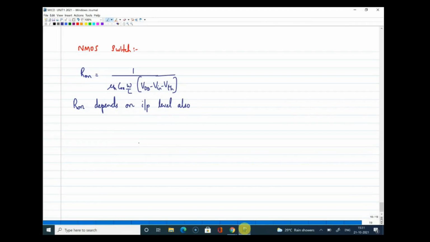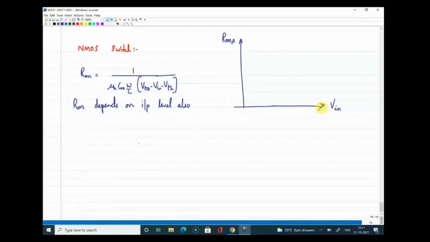So can we have a plot of the on resistance of this NMOS switch? This is the switch, and this is the input. As we know, the on resistance of the switch, I'll call this R on of N, depends on the input voltage Vin. Can you tell me how the plot will be? As we keep on varying the input voltage, your on resistance will vary. So let us start with Vin equal to 0. What will happen at Vin equal to 0?